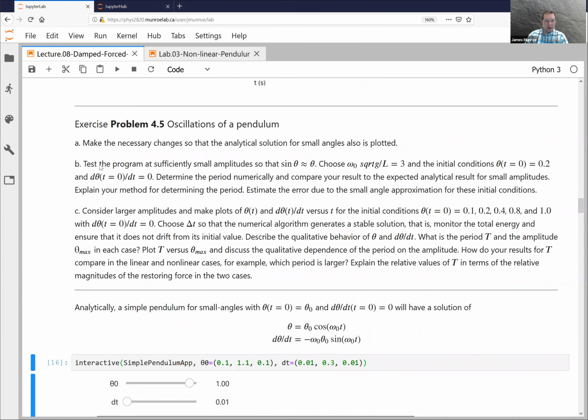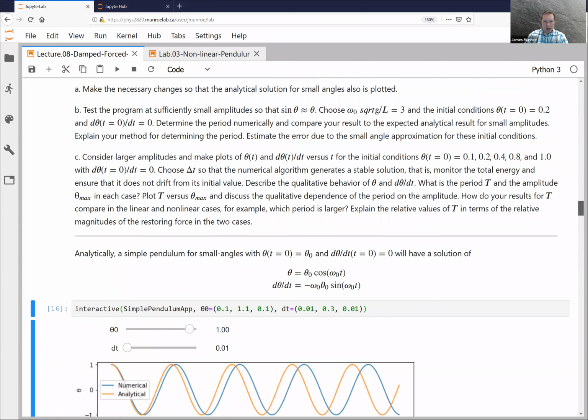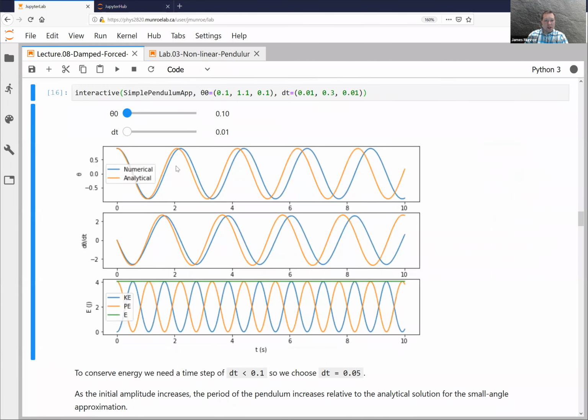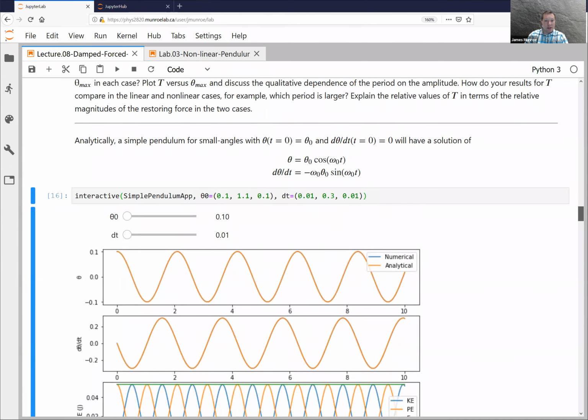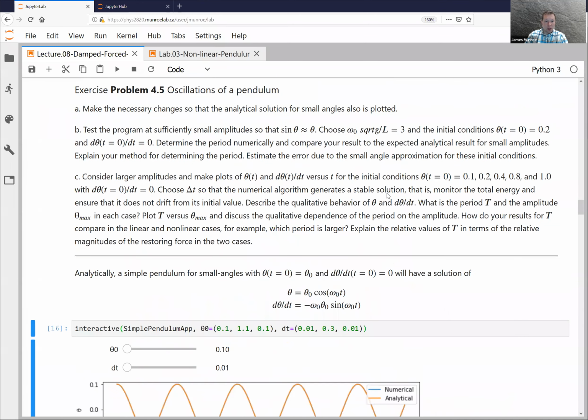Part 2, test the program at sufficiently small angles so that the small angle formula is valid. Okay, we did that. So you'd want to always test your program at a small angle to make sure that they matched up exactly. That means you've implemented the code without any errors.